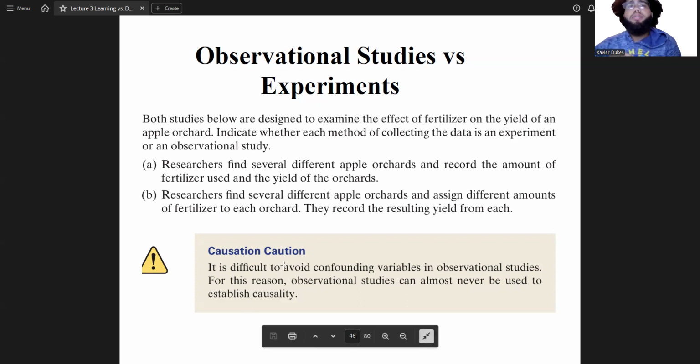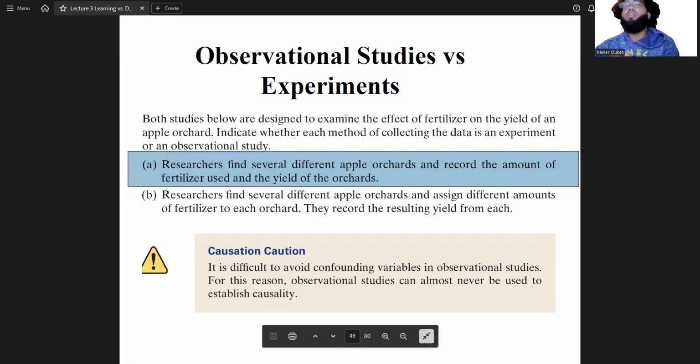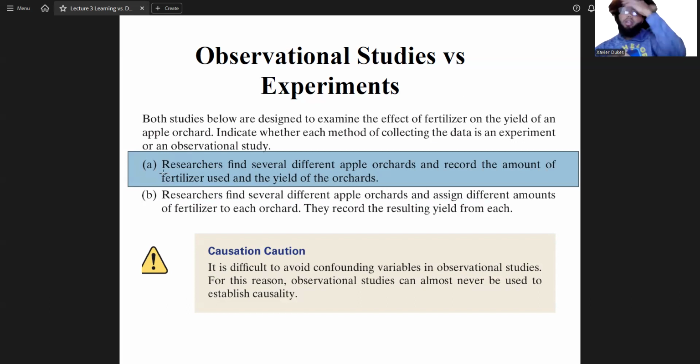Caution: it is difficult to avoid confounding variables in observational studies. For this reason, observational studies can almost never be used to establish causality. A: researchers find several different apple orchards and record the amount of fertilizer used and the yield of the orchard. What would this be? Take a second. This would be an observational study. This is strictly observing natural outcomes that they already had.